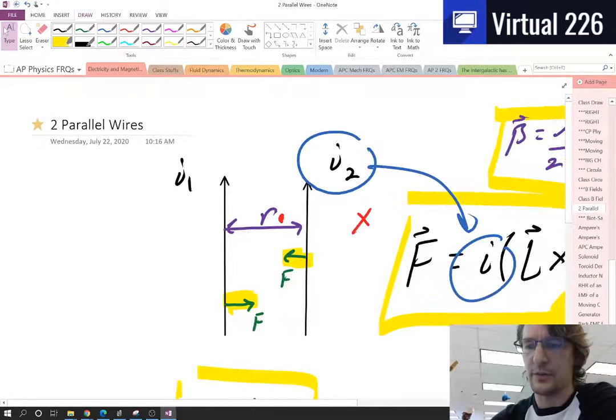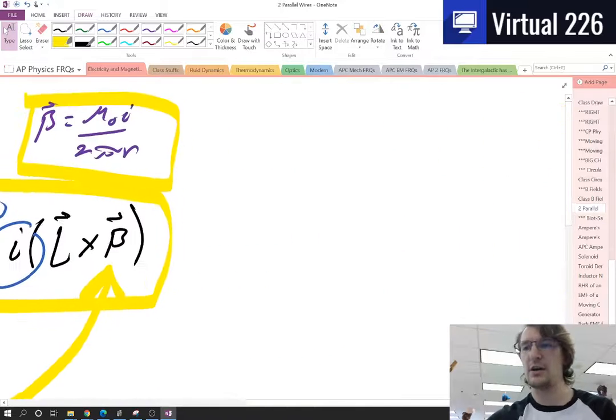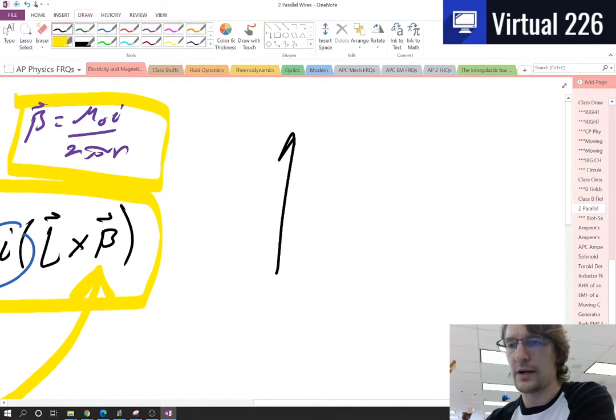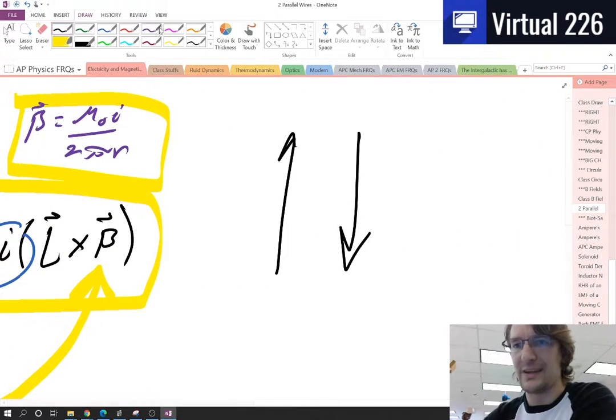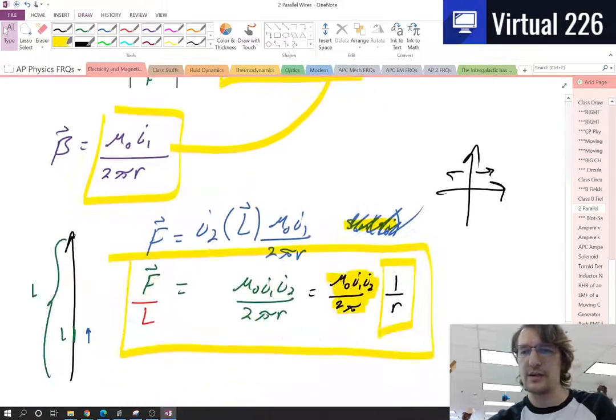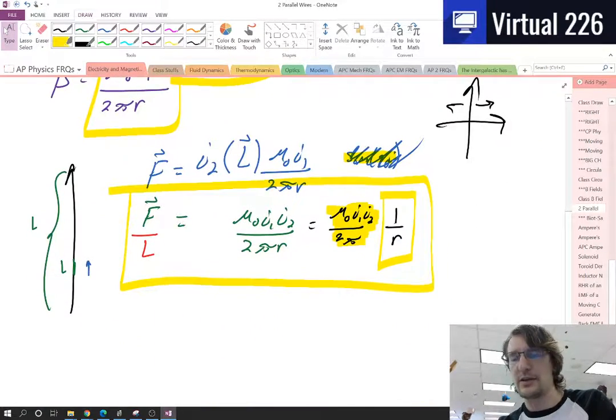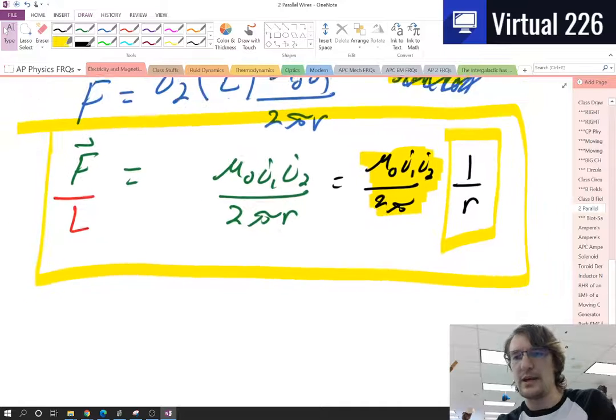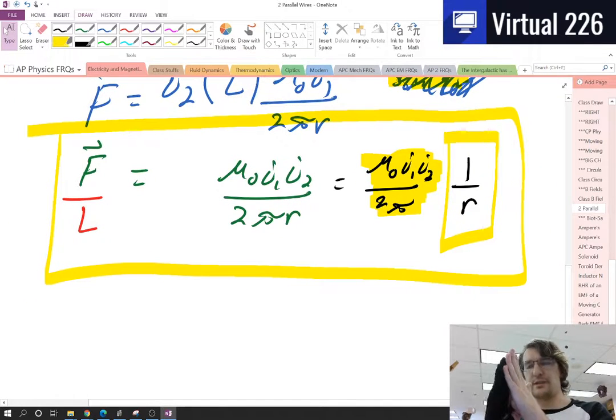So the currents are either gonna be both going up, in which case they're attracted, or if you had a right-hand rule where one current was going up and one current was going down, the wires would actually be repelling one another. Okay, so that's just a quick little thing on that. Really, this is the equation we want. And just remember, same direction, you're attracted. Opposite direction, you're repelled. Okay?